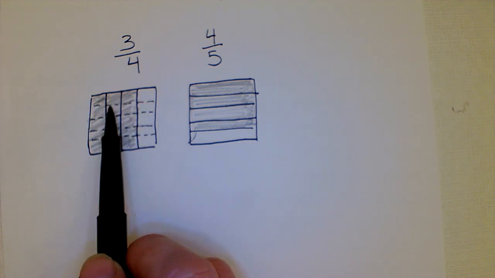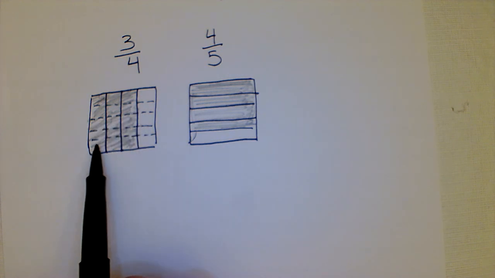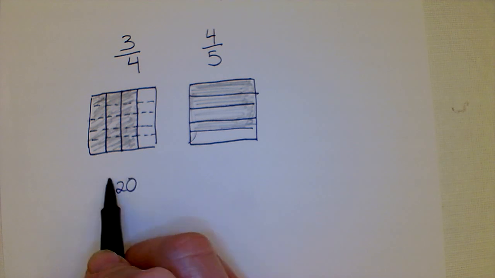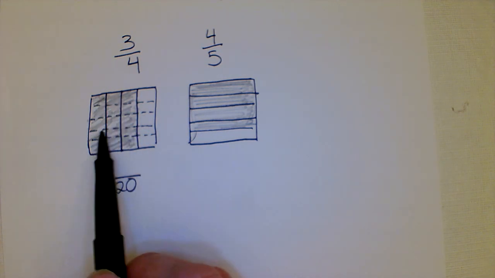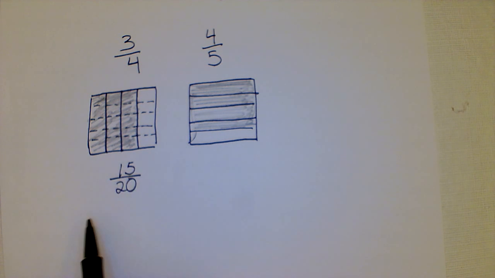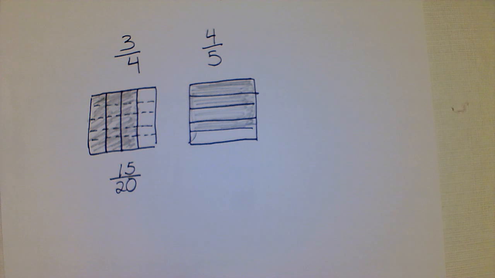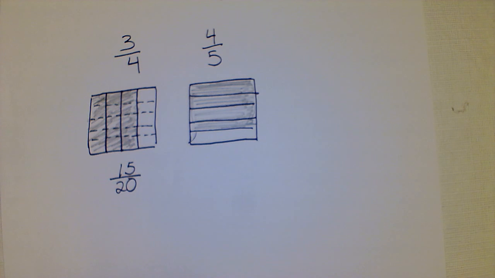1, 2, 3, 4, 5, 6, 7, 8, 9, 10, 11, 12, 13, 14, 15, 16, 17, 18, 19, 20, of which 1, 2, 3, 4, 5, 6, 7, 8, 9, 10, 11, 12, 13, 14, 15 are shaded. So now what I know is that 3/4 and 15/20, those are equivalent fractions. They have the same value. I didn't shade or erase anything.